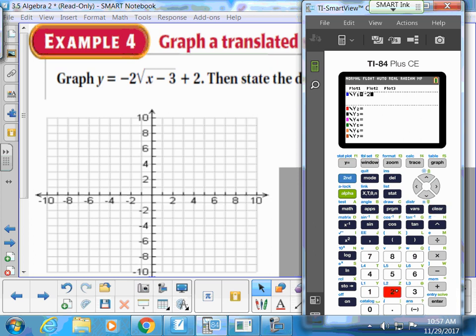-2 out front. We're using a square root, so just use the normal square root, not a cube root. When you type in your x minus 3, how do you get out from underneath that radical? Hit the right arrow. I don't know if the down arrow works. The right arrow will. Oh, okay. She's different.